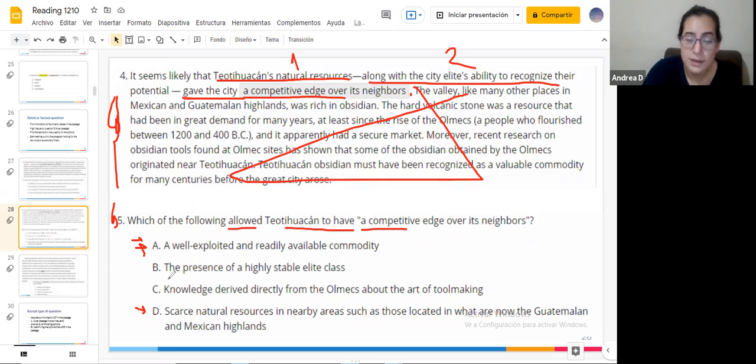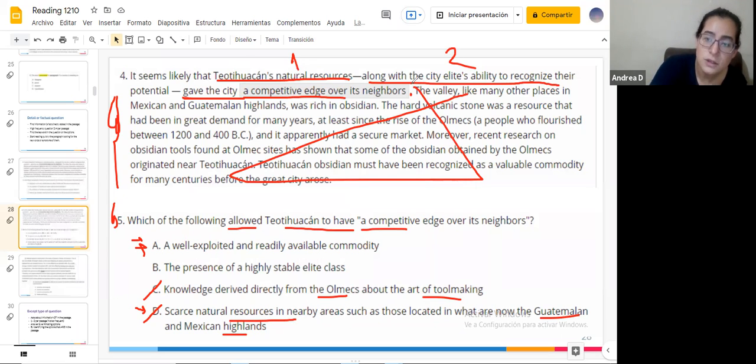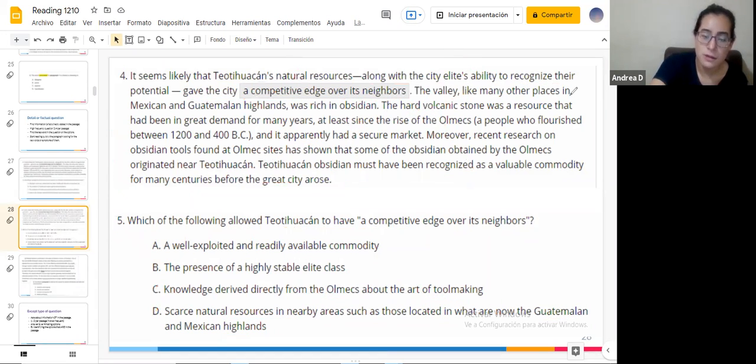So just by knowing that, I can already eliminate options C and D, wouldn't you say? Because it's talking about the Olmecs, tool making, and the Guatemalan Mexican highlands. And even though it might seem like it's the same, natural resources, it's including something that we don't have in our answer. Our answer is the first line: natural resources and the city elite's ability to recognize their potential. So we can eliminate C and D. Do you guys agree with me on that? Can we do that?